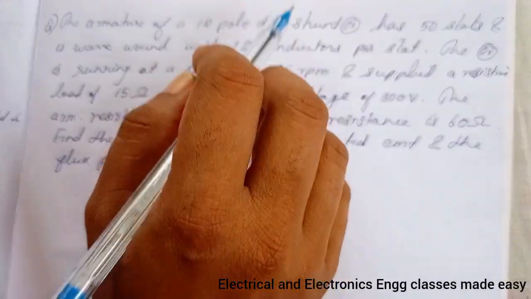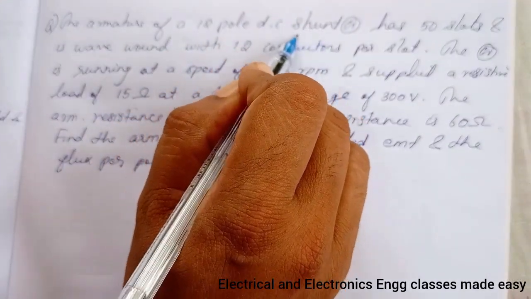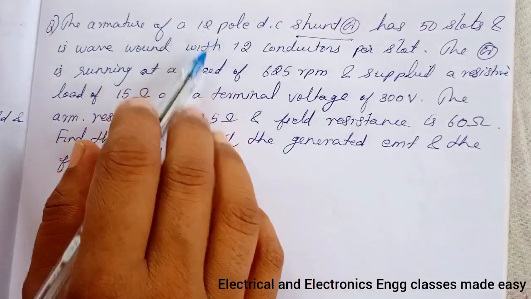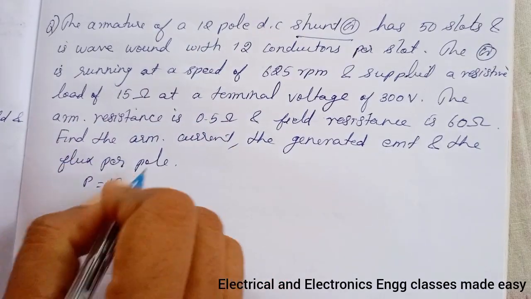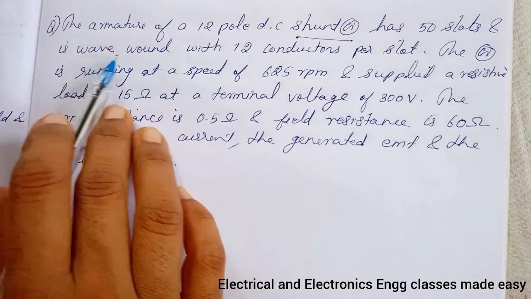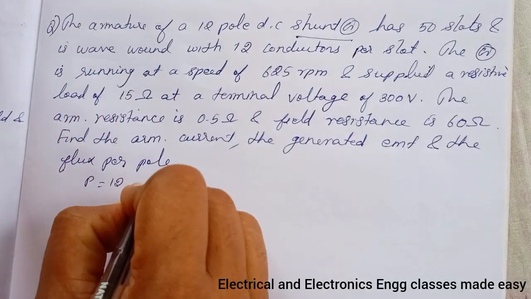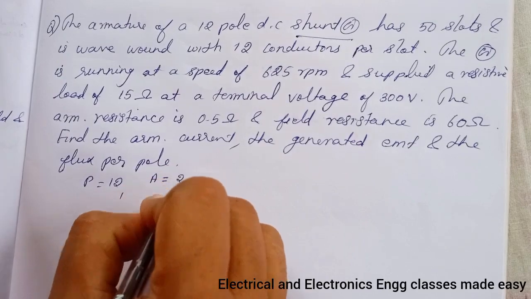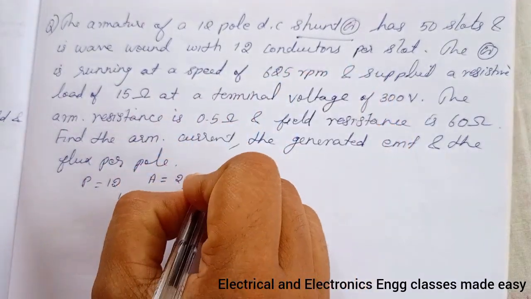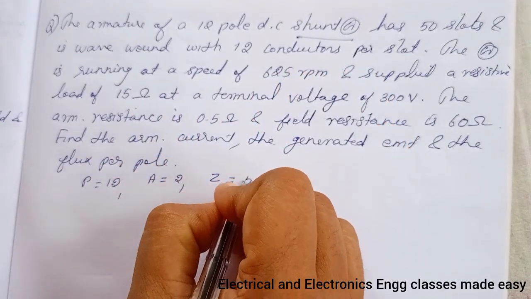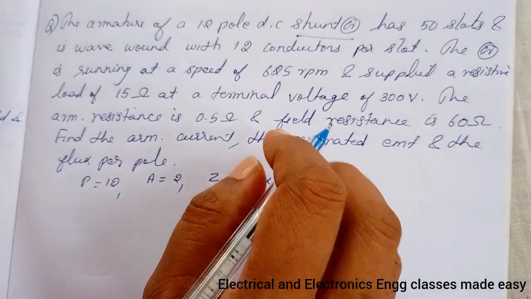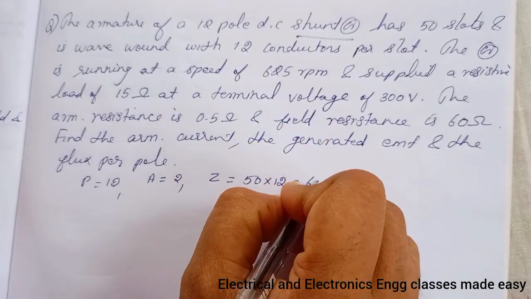So it is given that it is a shunt generator and the given data are: number of poles is 12, it has 50 slots and is wave wound. In the case of a wave wound generator, the number of parallel paths A is equal to 2. With 12 conductors per slot, the number of conductors is 50 slots into 12, and that is equal to 600.